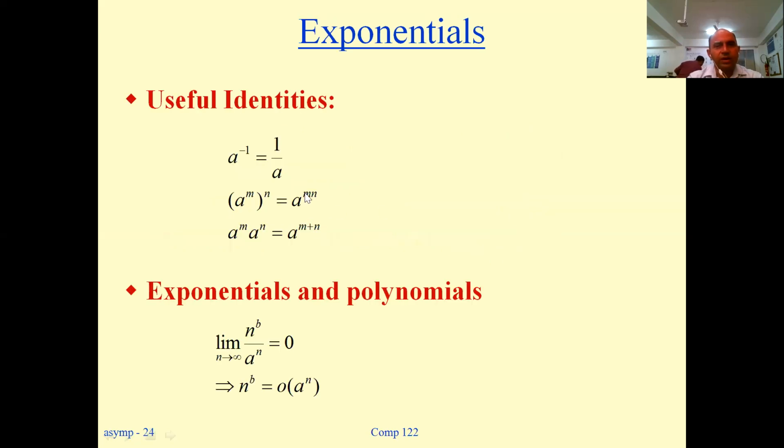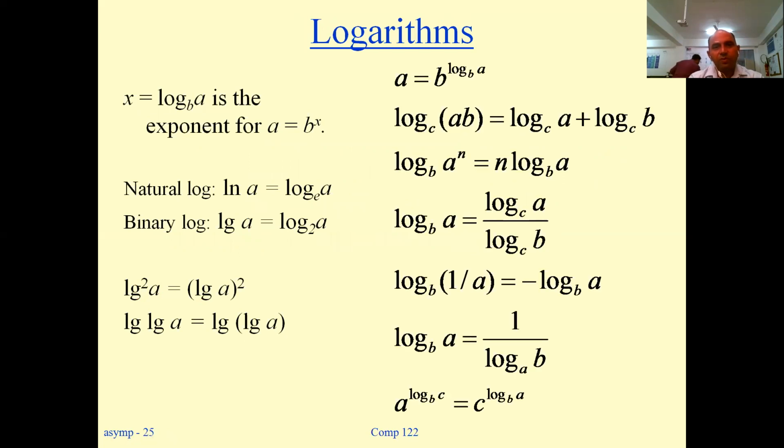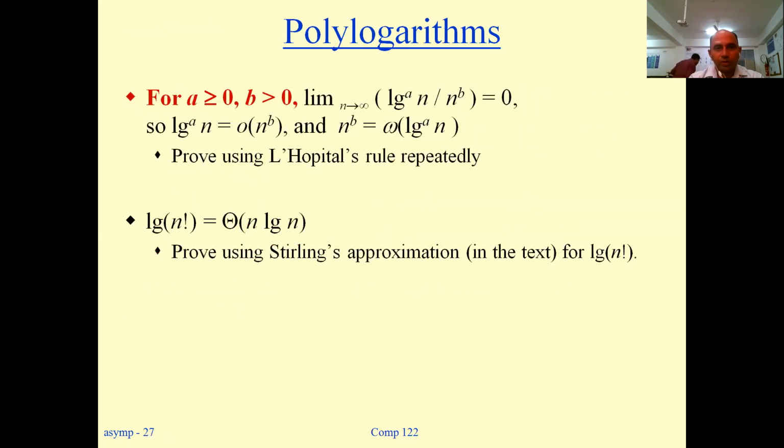Here are some useful identities. a to the power minus 1 is equal to 1 upon a, a to the power m, to the power n is equal to a to the power mn, and a to the power m into a to the power n is equal to a to the power m plus n. Some logarithmic properties are here. You can see some log formulas here. Some polynomial properties are there where we can apply L'Hospital's rule.